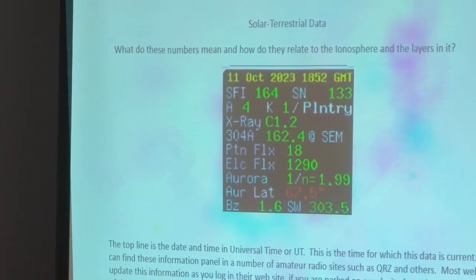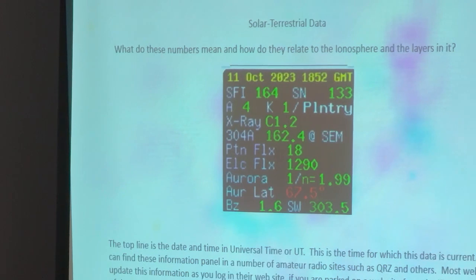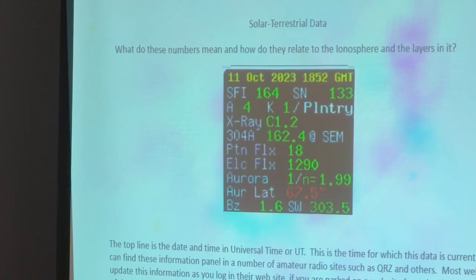I had a question about the layers before you move on. Is it physical? Like if you went up there with a jar and captured it, could you bring it back down? No. It's ionization of the layer. Maybe you could capture some of the ions, but you're not going to be able to see them. Yeah, a little microscope or something. No, I don't think so.